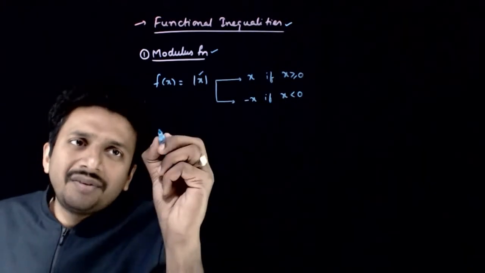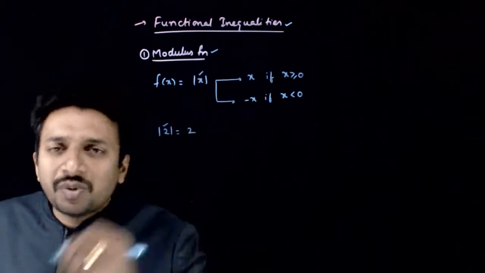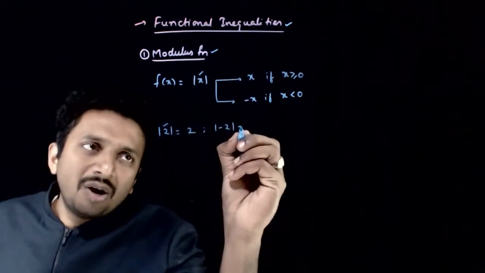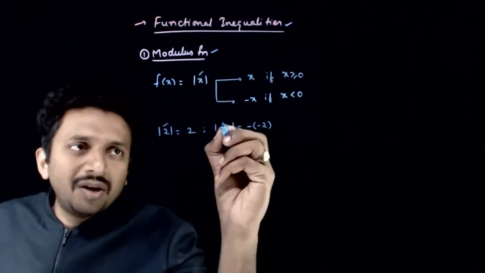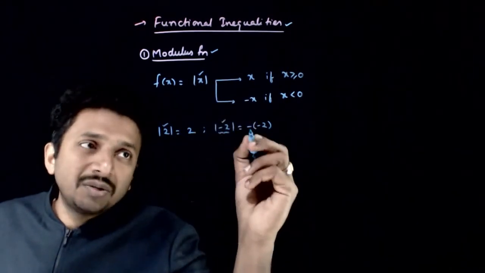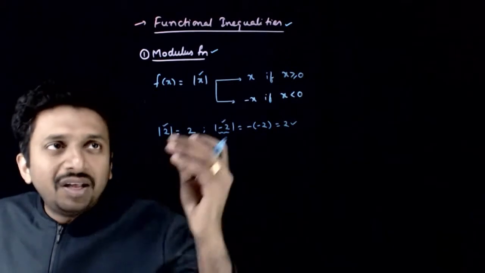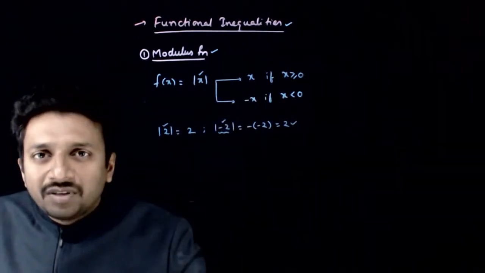That is, if you have mod of 2, this is exactly equal to 2 because 2 is positive. What is mod of minus 2? Mod of minus 2 is equal to minus of minus 2, because this minus 2 is negative, you add one more minus to it. So minus of minus 2 becomes 2. So effectively, whether x is positive or negative, the output will always be positive.